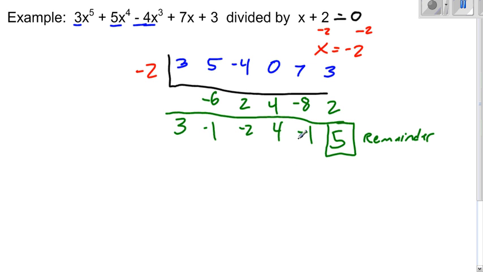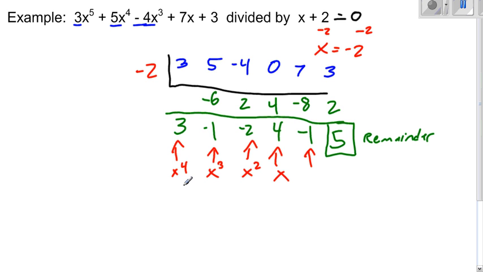And then it just counts up from there. So the first number to the left of the remainder is our constant. And then the 4, the next number to the left is the coefficient of x. Then the coefficient of x squared, coefficient of x to the third, and this last one then is the coefficient of x to the fourth.